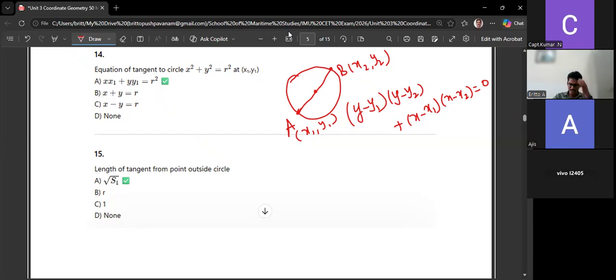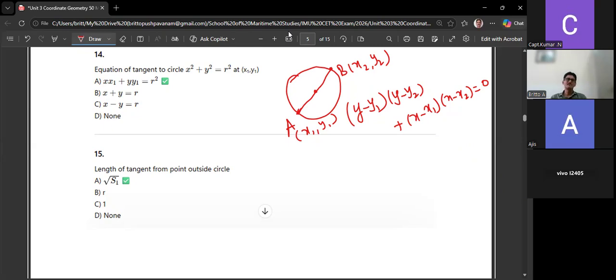Suppose you attend an interview and they ask a general knowledge question, what is the equation of a circle? In general, you can tell x square plus y square equal to r square, where the center is the origin. If the center is a different point, not the origin, then you can say (x minus a) the whole square plus (y minus b) the whole square equal to r square.